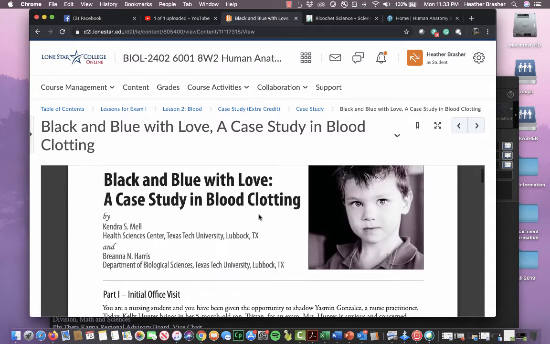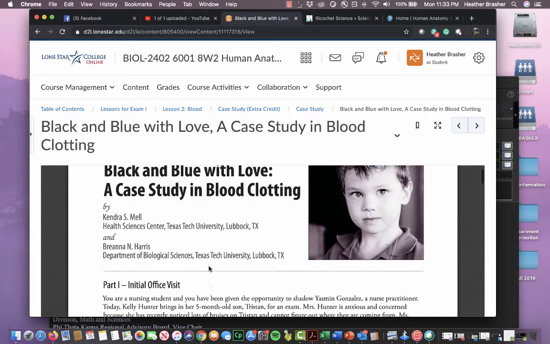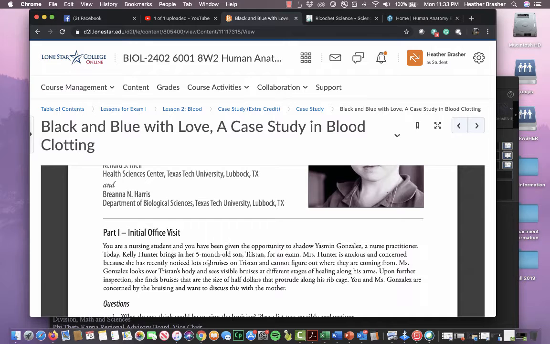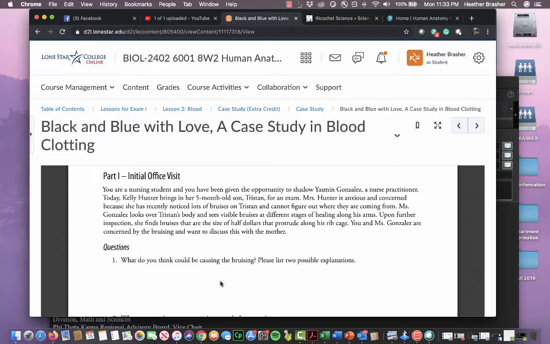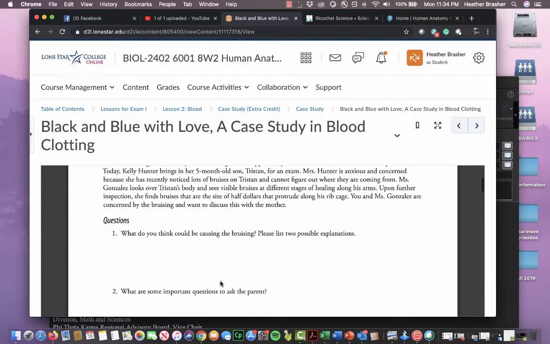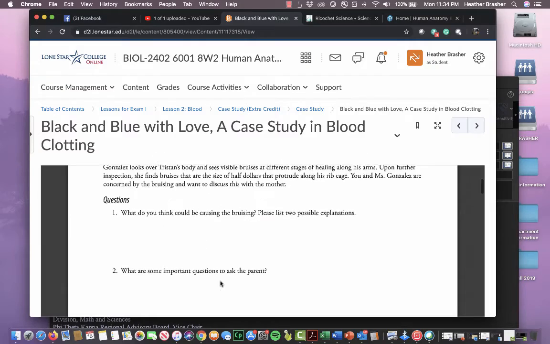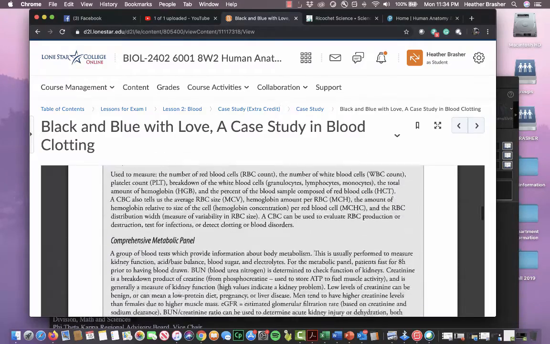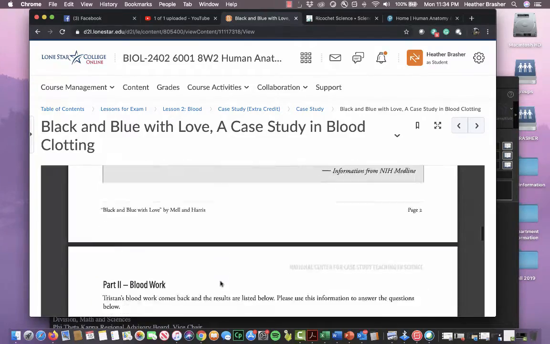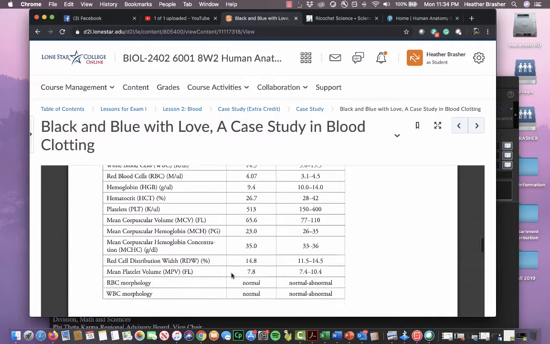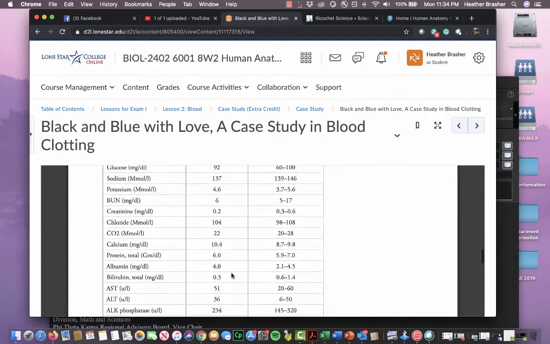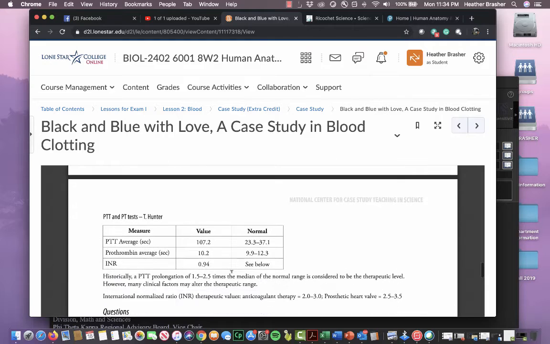For instance, this is Black and Blue with Love, a case study in blood clotting, and it's about a little boy named Tristan that comes to the ER and he is all bruised. So there are discussions on what can cause the bruising, right? There could be child abuse, and there are other types of disorders that can be associated with bruising. As you can see in here, it also does comprehensive blood panels. So it's going to give them measurements so that they can start doing a practical approach to what they could possibly see if they go out and get a nursing job.